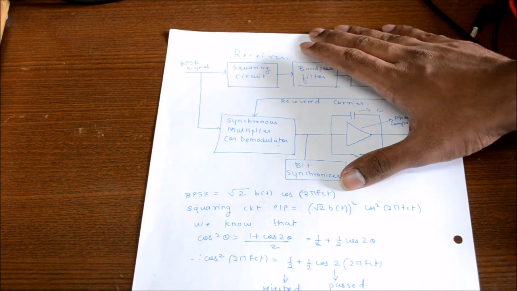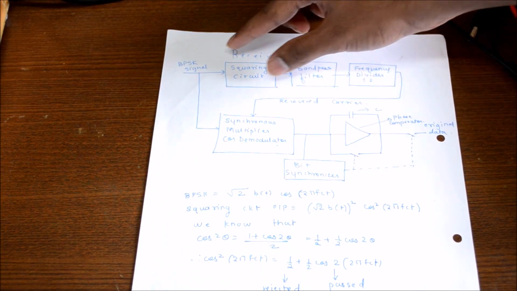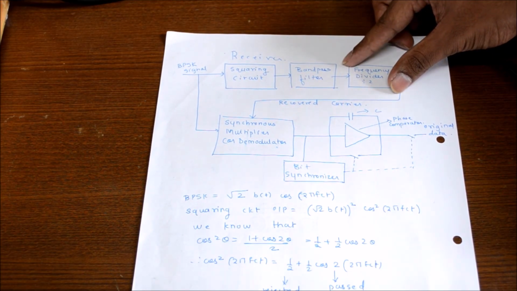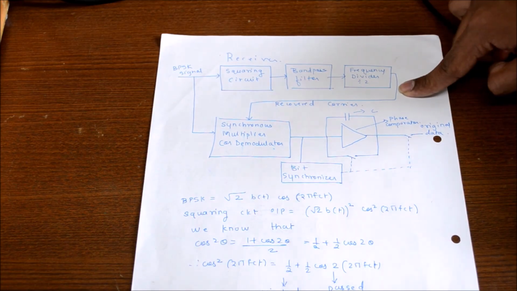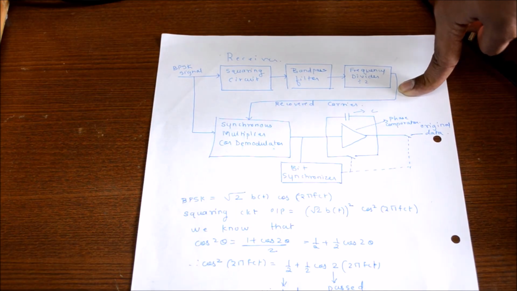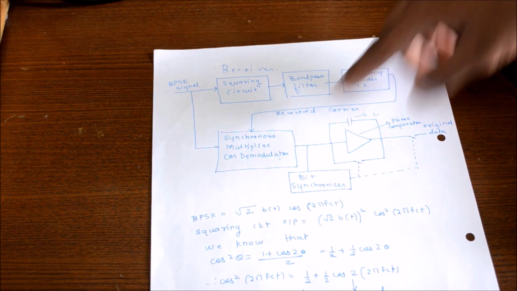So this is the general block diagram of BPSK receiver. We have a squaring circuit, a bandpass filter and a frequency divider by 2 network. Here we get the original carrier which is used to modulate the digital signal at the transmitter side.